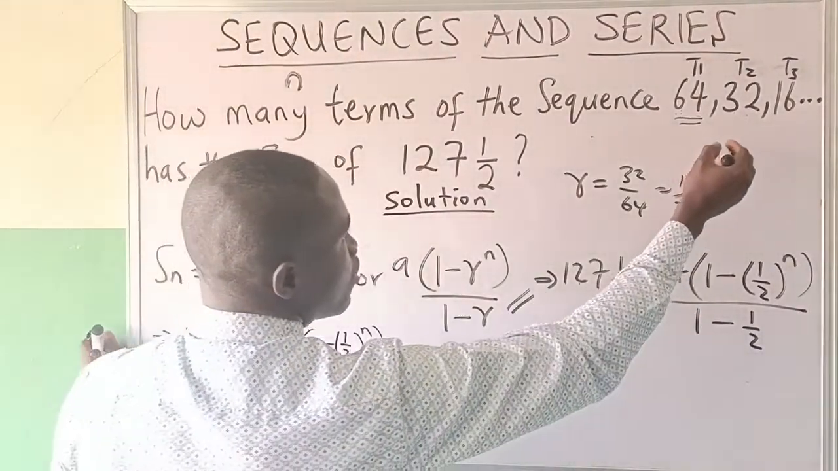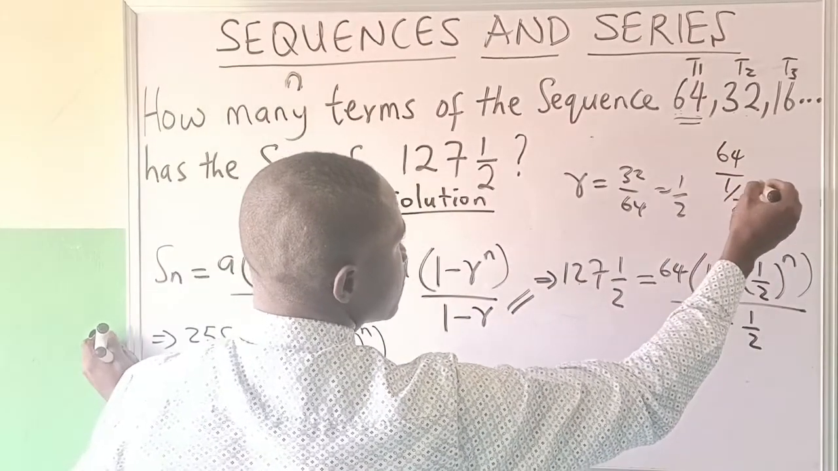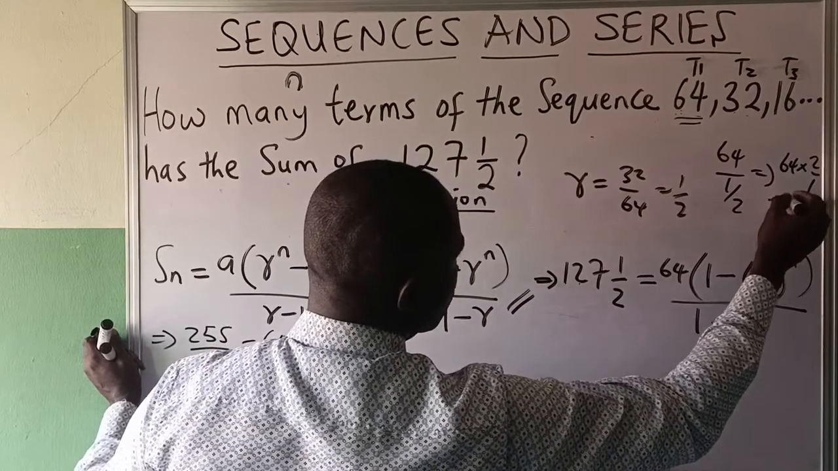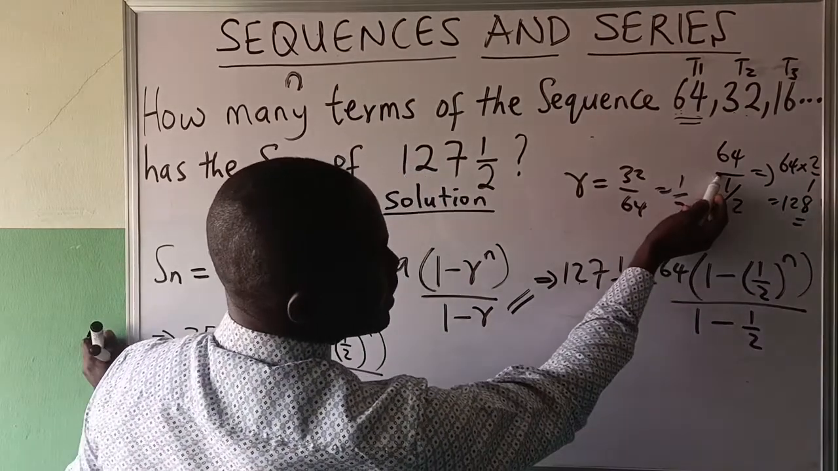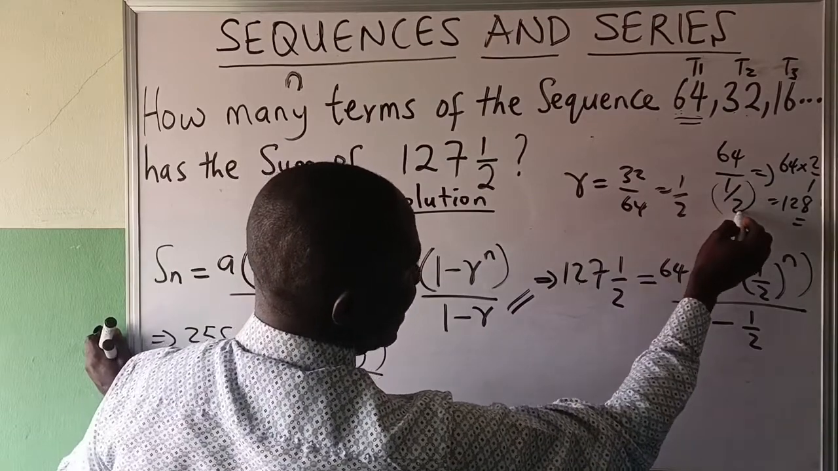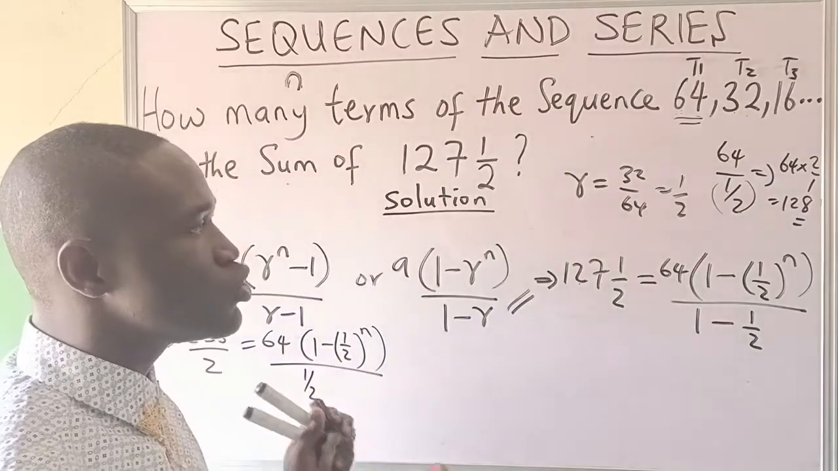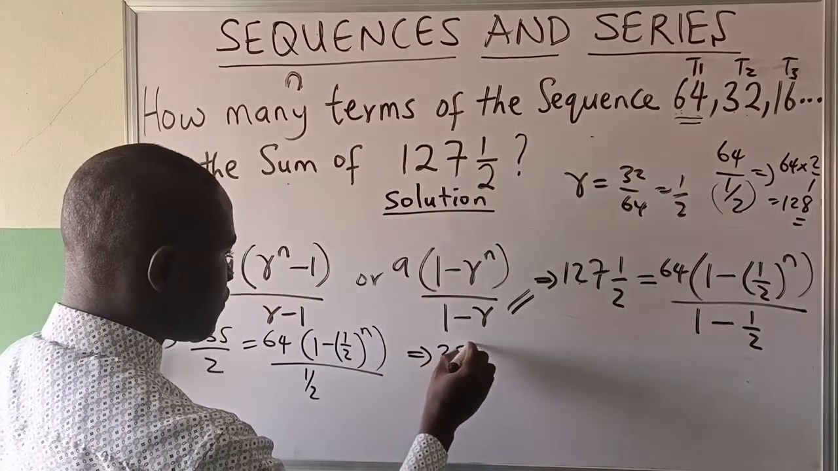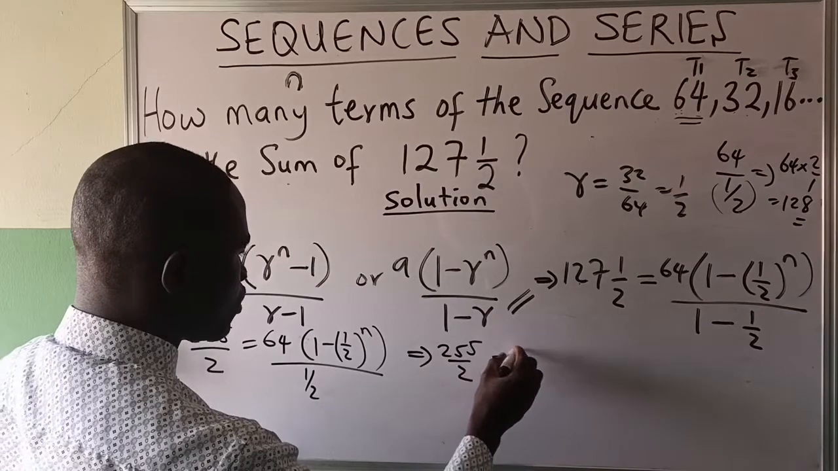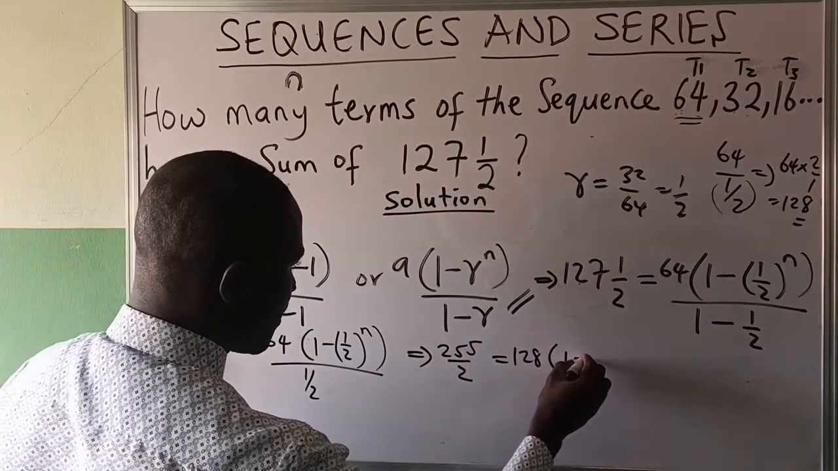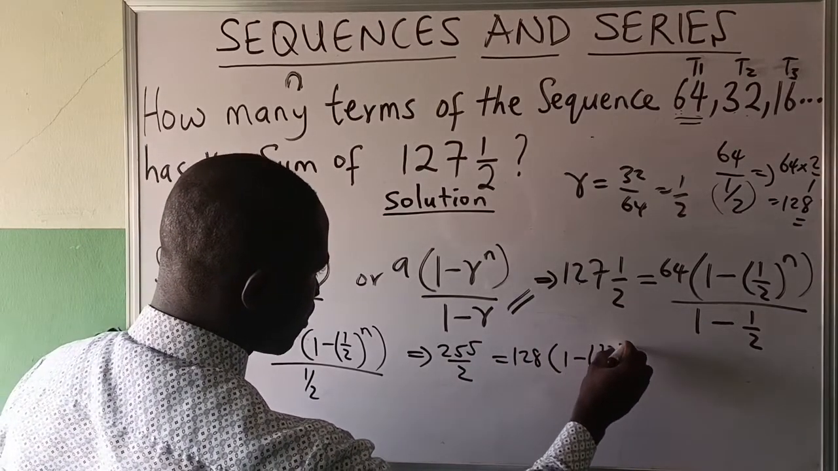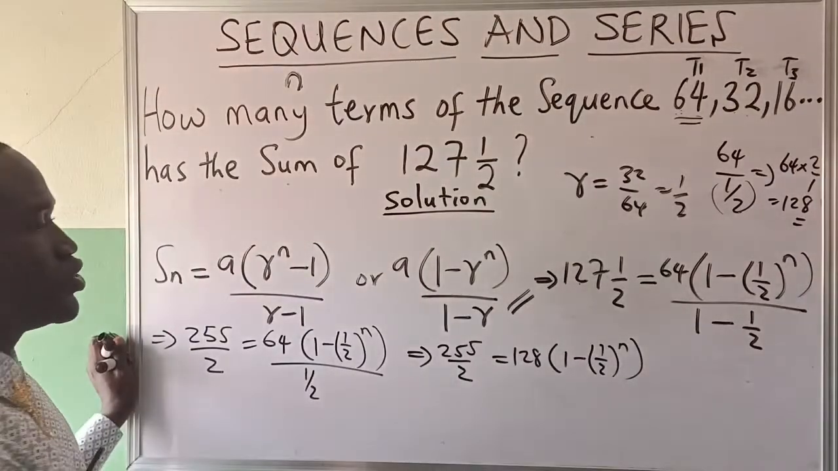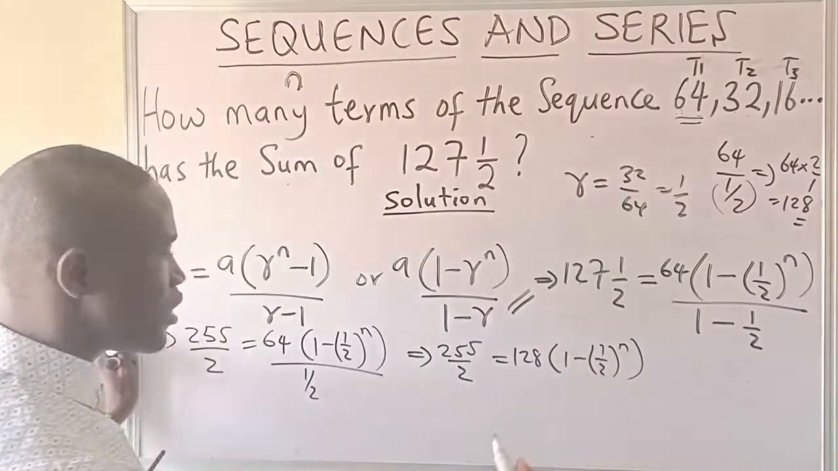Now it is important to know that 64 all over half is the same thing as 64 times 2 over 1 equal to 128. That is, change division to times and invert the half. It will be giving you 2 over 1, that is 128. So we'll be now having 255 over 2 equals to 128 bracket 1 minus 1 over 2 raised to the power of n. Carry 128 down so that you have this on one side of the equation.